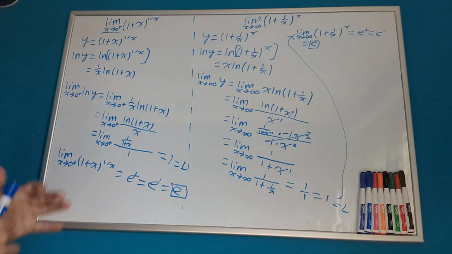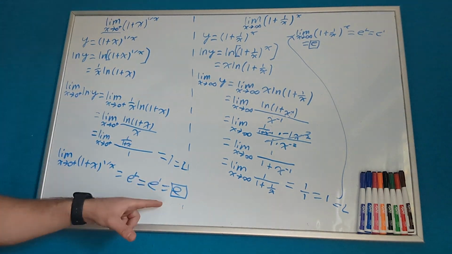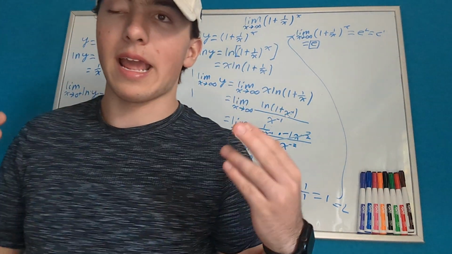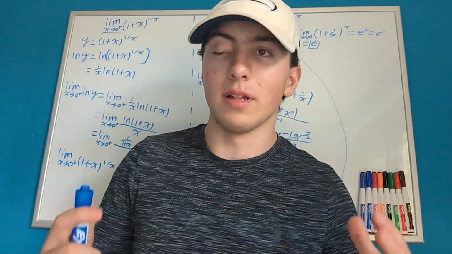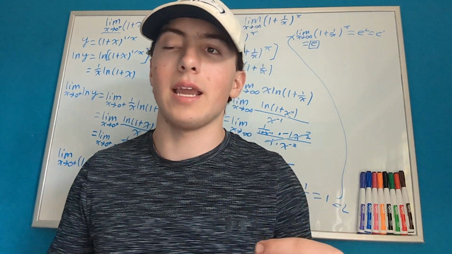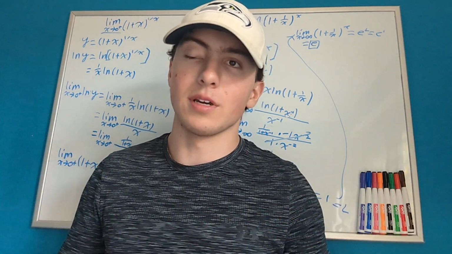Now, in both the examples I just did, we had e as our final answer. That doesn't mean every single problem in the form 1 to the power infinity will have e as its answer, but I thought these were good examples.